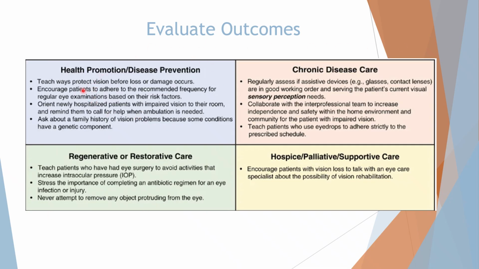This is also your health promotion, chronic disease care, regenerative or restorative care, and then they also have vision rehab. So someone that may be diagnosed and this is a long-term thing, they may need to go to vision rehab to strengthen their eyes. Okay. This is also from your chapter. So you can take a look at that. Collaborating with the team, teaching to use eye drops correctly. Okay. Avoiding activities that increase intraocular pressure, heavy lifting, straining.